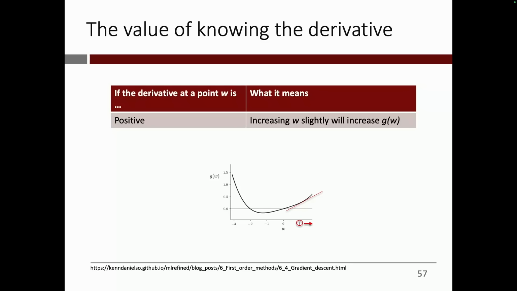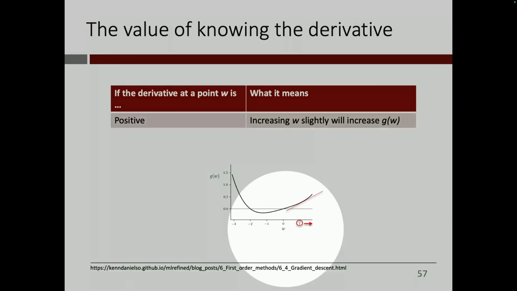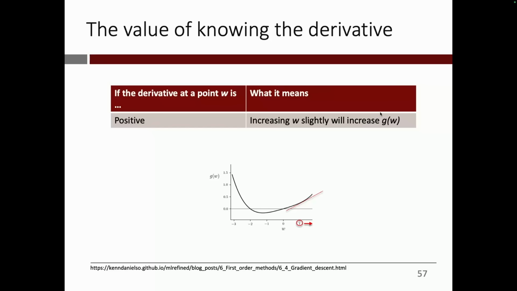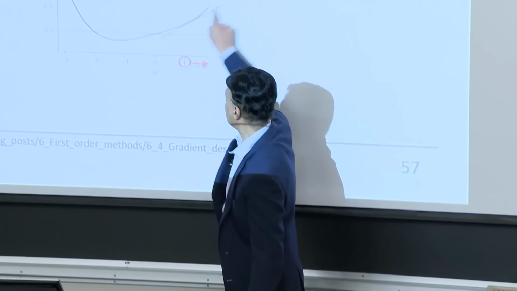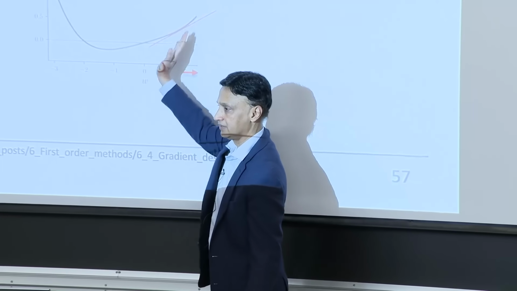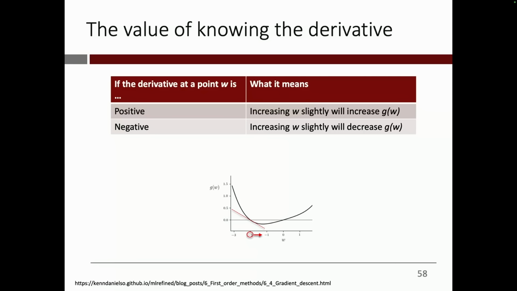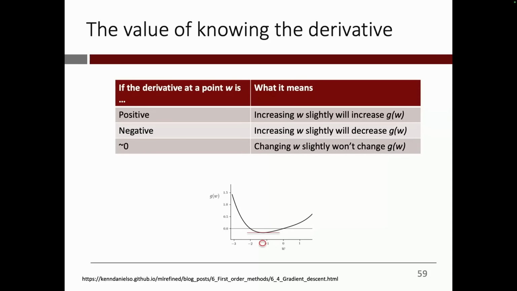So what that means is that if the derivative is positive, increasing w slightly will increase the function. So if you're here, you calculate the derivative, the slope is positive, it means that if you go slightly in this direction, the function is going to get higher. Similarly, if it's negative, let's say here, the slope is like this, which means that if you increase w, if you go in this direction, it's going to decrease the function. And if it's close to 0, it means that changing w slightly won't change anything.